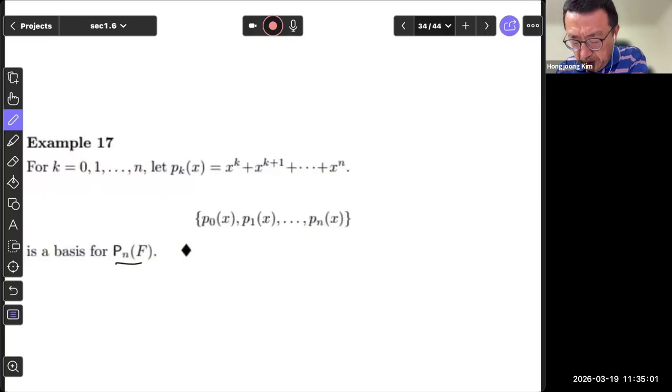Tn is, what is the dimension? Dimension is n plus 1. So I need a generating set with n plus 1 vectors, or n plus 1 vectors which are linearly independent. So you can try one of these two approaches with this example.